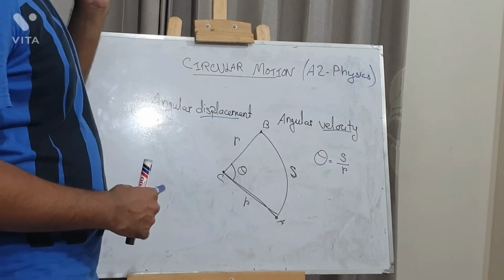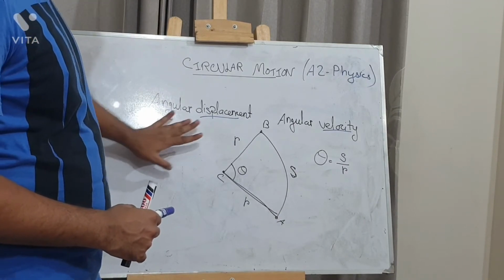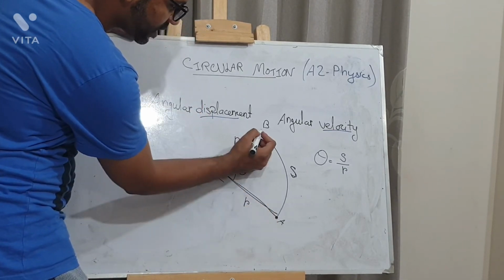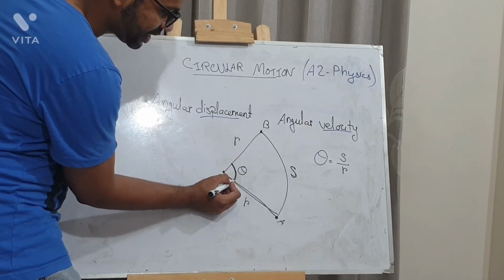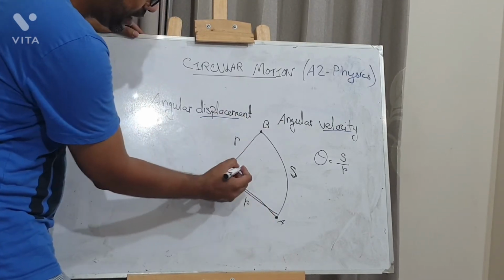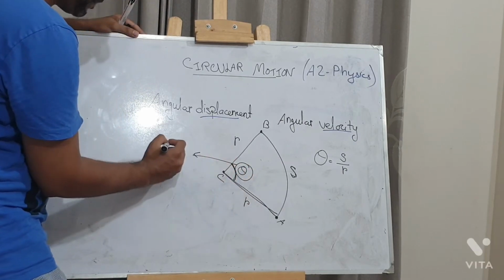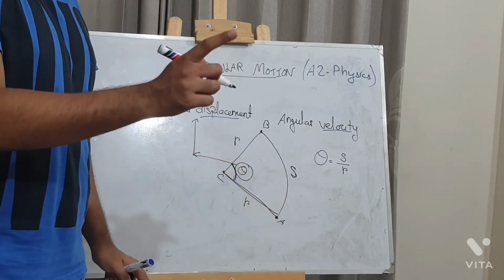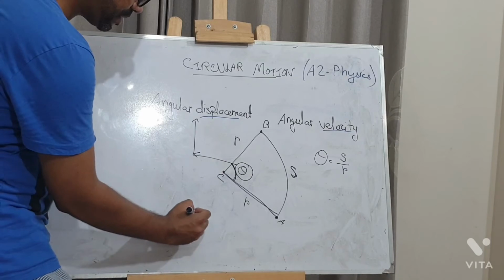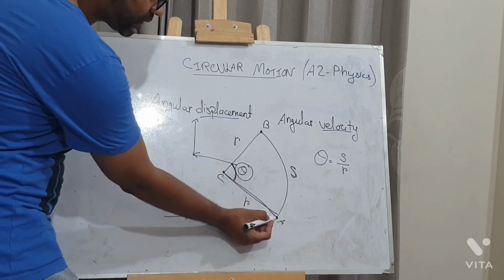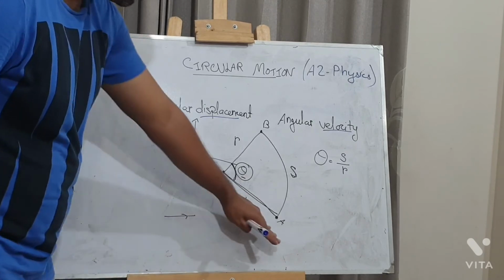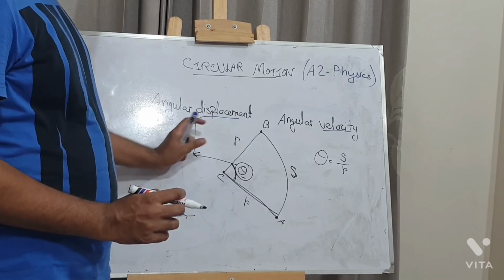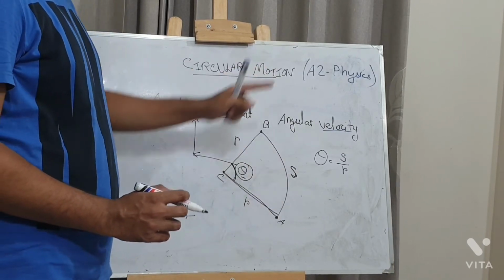So when we talk about angular displacement, it basically tells us when an object is moving in a circular path from point A to point B, by how much angle did it move through this arc length, right? So the angle is theta. This theta is basically the angular displacement. So angular displacement is the displacement of an object, but in terms of angle. Previously we used to do displacement in a straight line always, right? But now we are doing the displacement in terms of angle because the object is moving in a circular path. So angular displacement is basically the angle through which an object moves when it goes in a circular path.